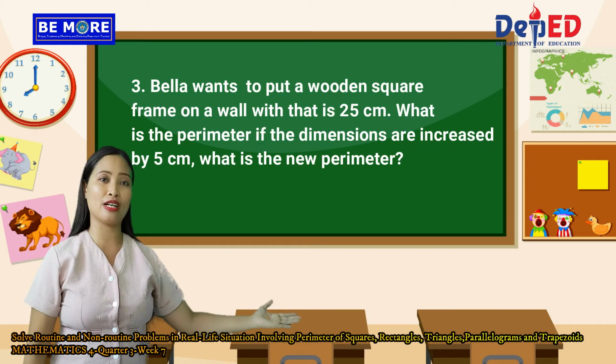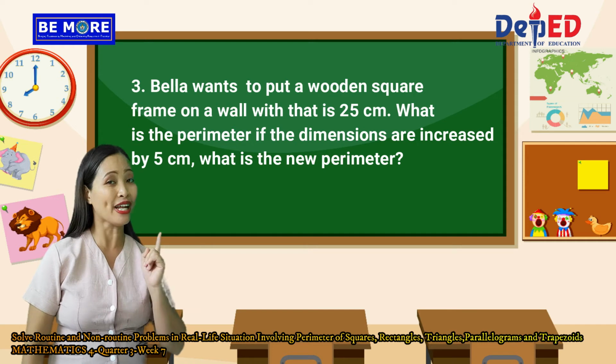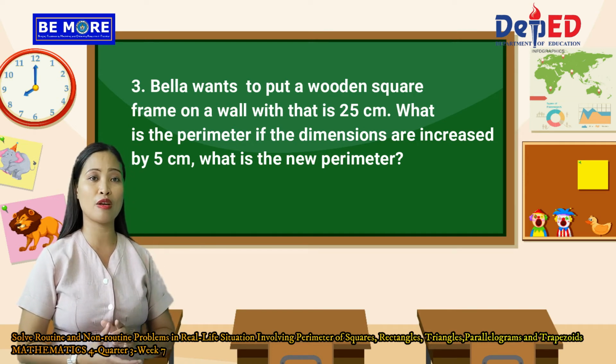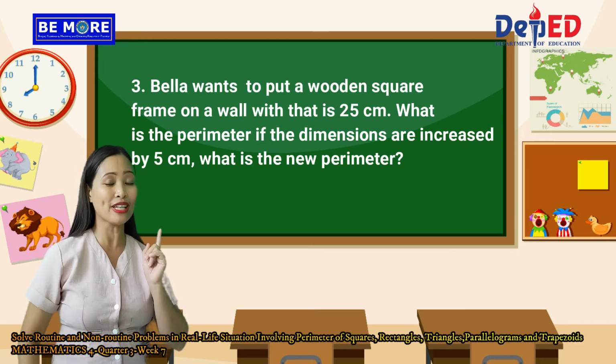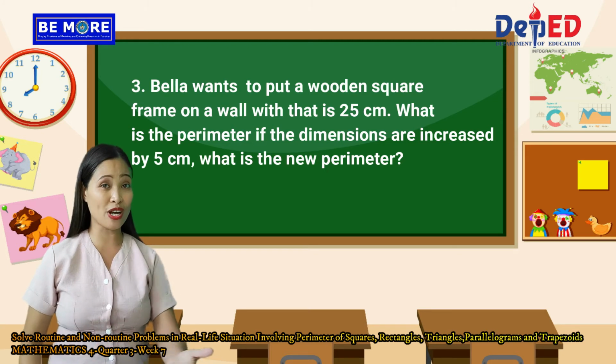Bella wants to put up a wooden square frame on a wall with a side that is 25 centimeters. What is the perimeter if the dimensions are increased by 5 centimeters? What is the new perimeter? What is your answer?